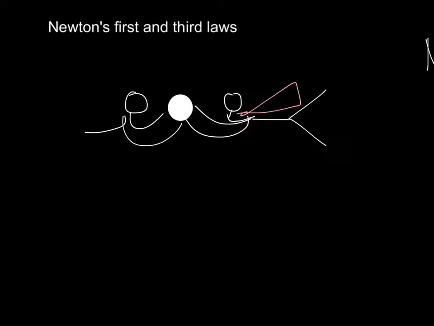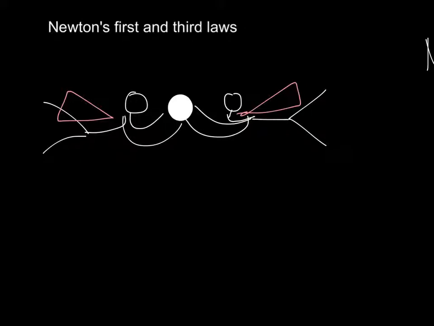So here's my Superman clone. And yes, I did fail art when I was in high school. So we have Superman and the Superman clone. And this ball was moving at a constant speed this way. And now the Superman starts pushing it backwards because it's trying to stop the ball.